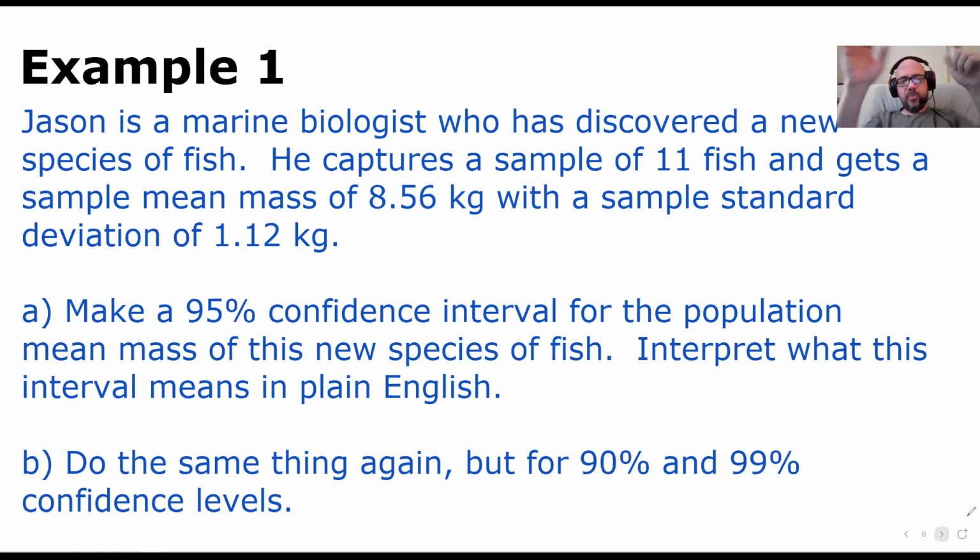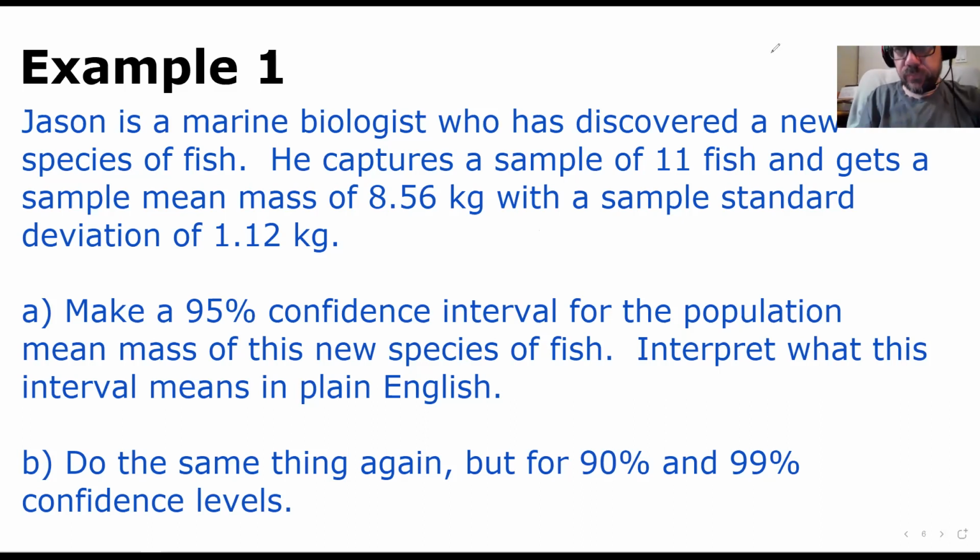So here's an example. Jason is a marine biologist. This is the data I picked from the t distribution video, I believe. Jason's a marine biologist who has discovered a new species of fish. So he captures a sample of 11 of these fish and gets a sample mean mass of 8.56 kilograms, with a sample standard deviation of 1.12 kilograms. And we're going to make a 95% confidence interval for the population mean mass of this new species of fish. Talk about what that means. Then we're going to do the same thing for 90 and 99. Okay, so things to note here.